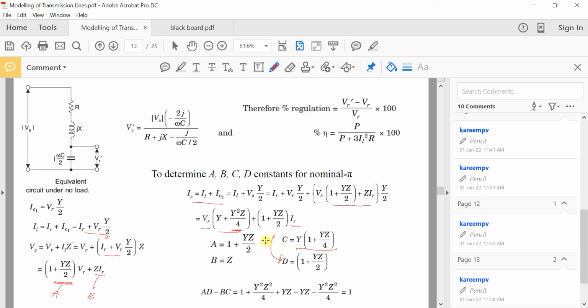Here also you can see that the transmission line will be symmetric as well as reciprocal by applying these conditions. AD minus BC will be equal to 1, because you can substitute these values and calculate the expression AD minus BC, and you can see that it is equal to 1. Similarly, A is equal to D, the expression for A is the same as the expression for D. So these two conditions, AD minus BC is equal to 1 and A is equal to D, prove that the transmission line is symmetric as well as reciprocal.